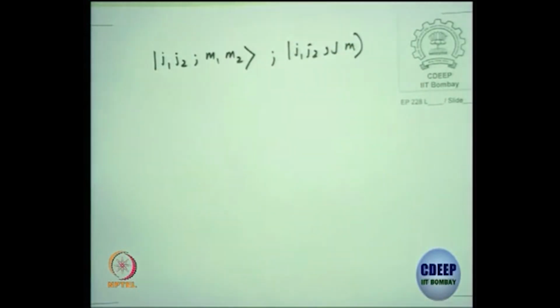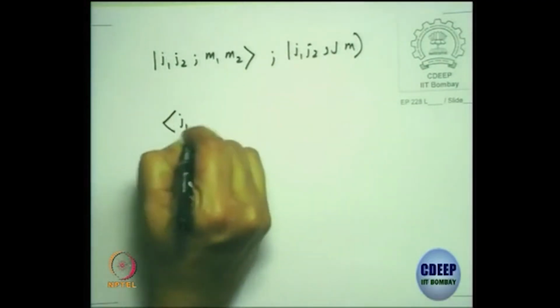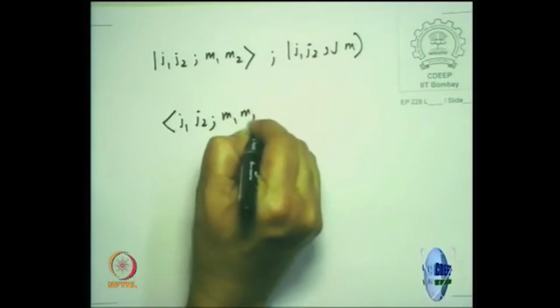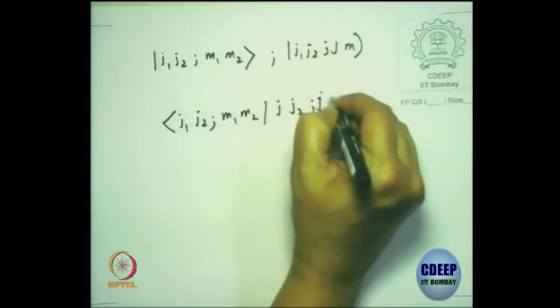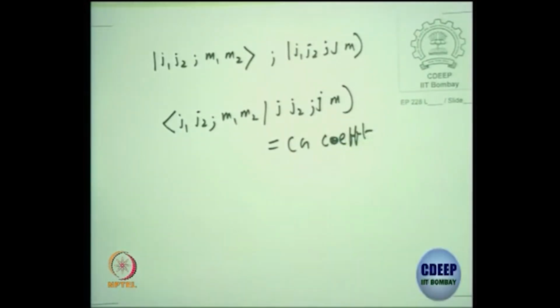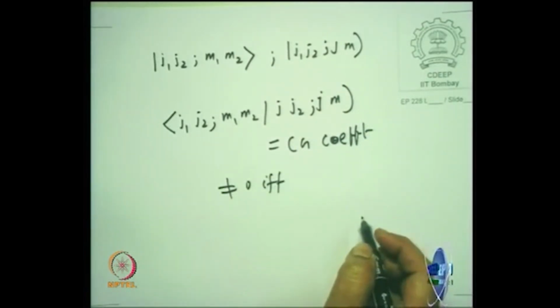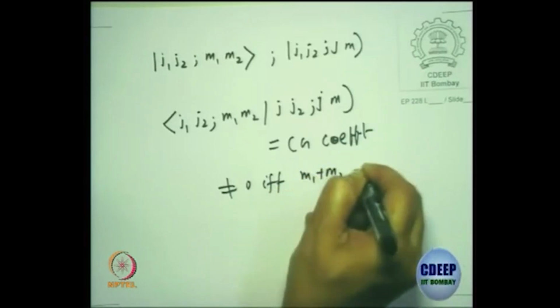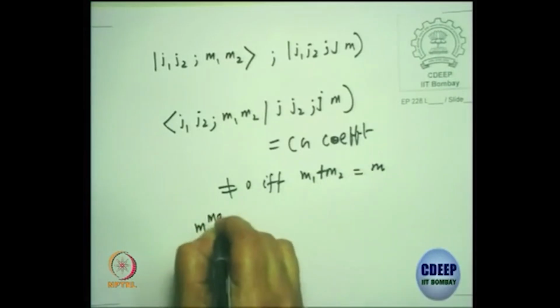|J, M⟩, which I am putting a curve on just to remember it is the coupled basis, and the CG coefficient is nothing but the inner product of |J1, J2, M1, M2⟩ with |J1, J2, J, M⟩. That's the CG coefficient. And this is non-zero if and only if M1 plus M2 equals M. Now with this condition, what is M maximum?